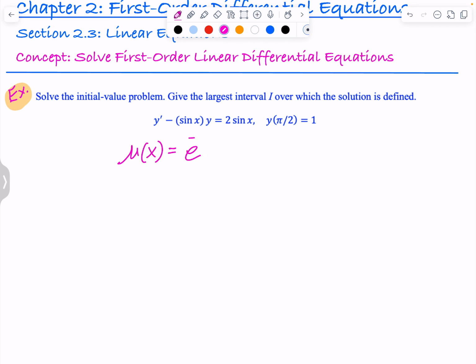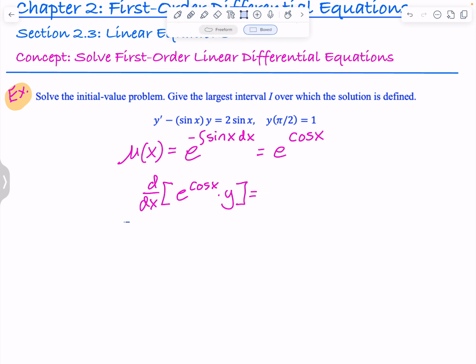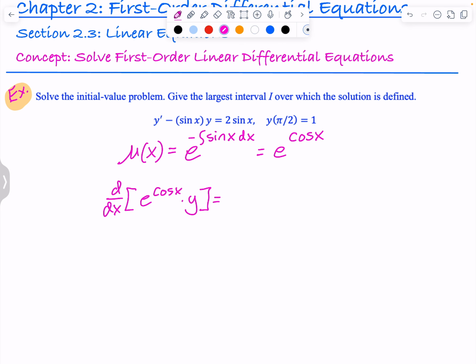That's e to the negative integral of sine x dx. That's e to the, just pretty, cosine x. That negative is what made it that. Okay, so I'm going to multiply everything by that. So d dx gets me e to the cosine x times y. I don't even think about multiplying that out, making it the product rule. I know what's going to work out. Okay, and then I got to multiply 2 e to the cosine x times sine x.